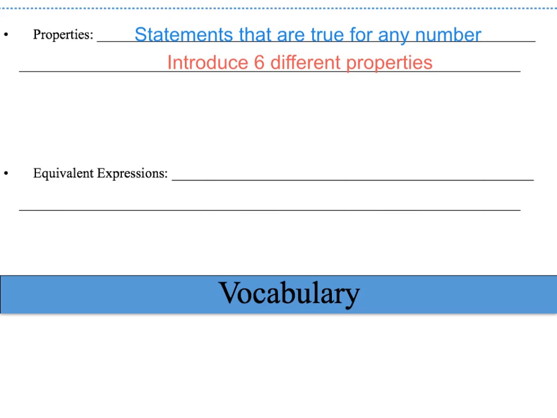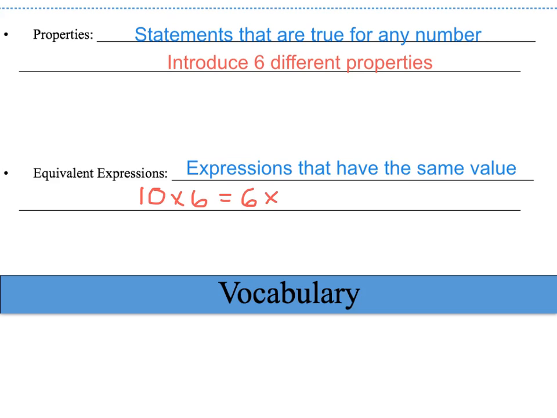The second vocabulary word is called equivalent expressions. And equivalent expressions are expressions that have the same value. So for example, 10 times 6 is one expression. This expression is also equal to 6 times 10. So the expression on the left-hand side of the equal sign is equal to 60. The expression on the right-hand side of the equal sign is equal to 60. Both expressions are equivalent because they both contain the same value.